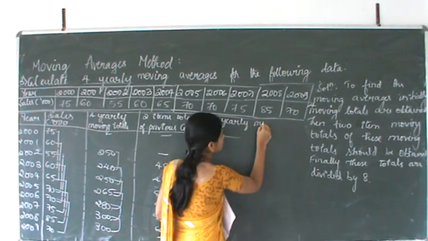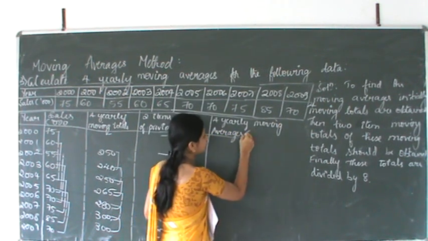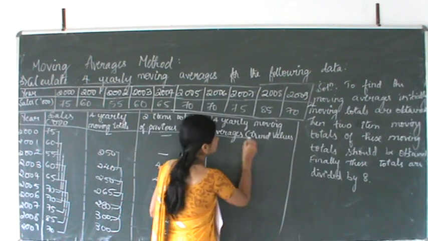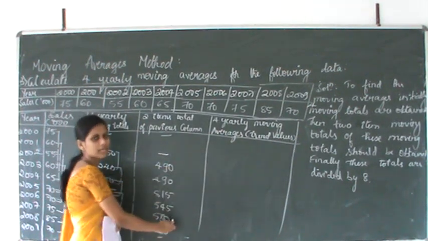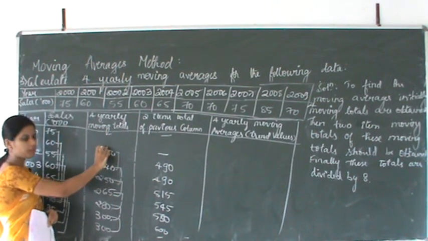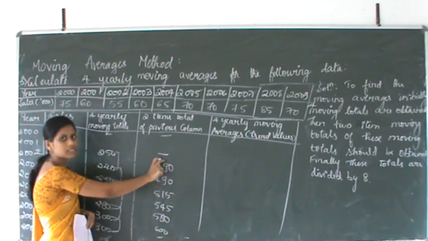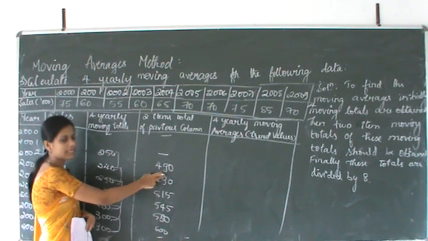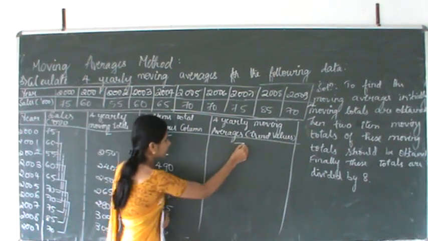4 yearly moving averages, which are also known as trend values. So how we are going to get the trend values is, this column will be considered and we are going to divide it by 8, not 4, because this 4 years one group and next 4 years another group are added together, and we have obtained one single total. That is 8 years total we have obtained, 4 years plus 4 years. So we are going to divide it by 8.